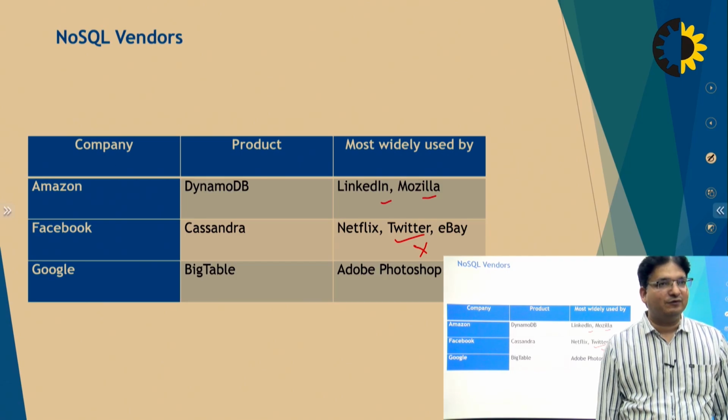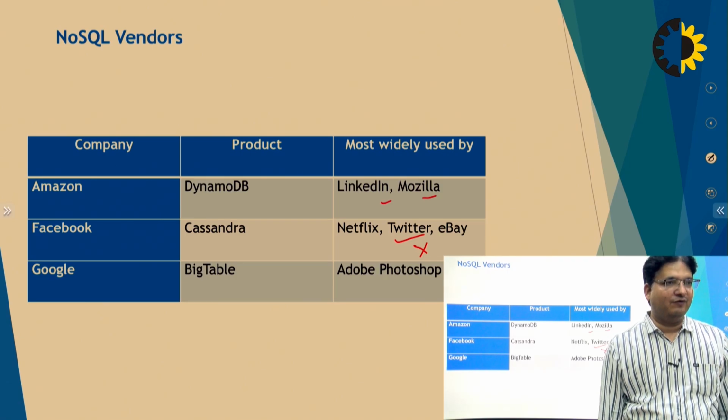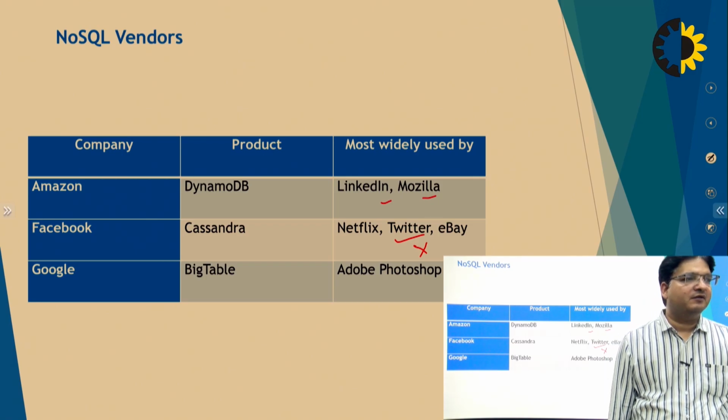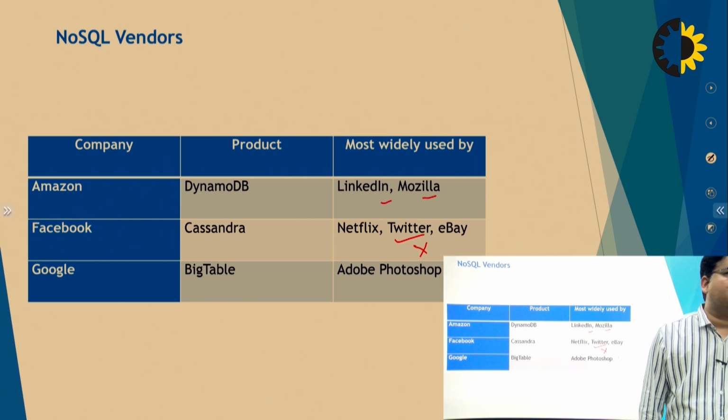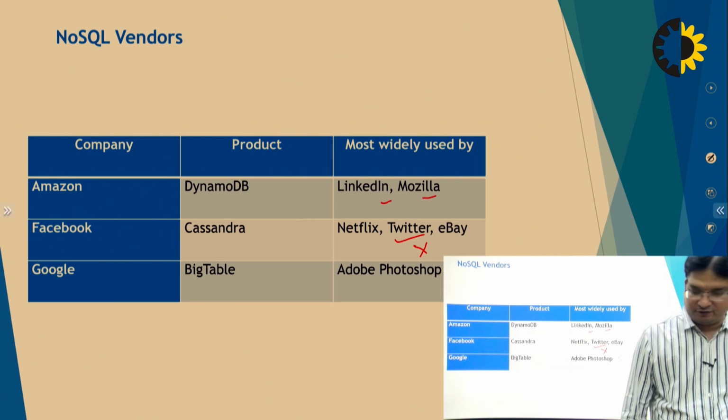And who doesn't know Netflix? All of you are aware of Netflix. So Netflix is also using Cassandra. The next product is Bigtable, which was developed by Google, and this is mainly used by Adobe Photoshop.